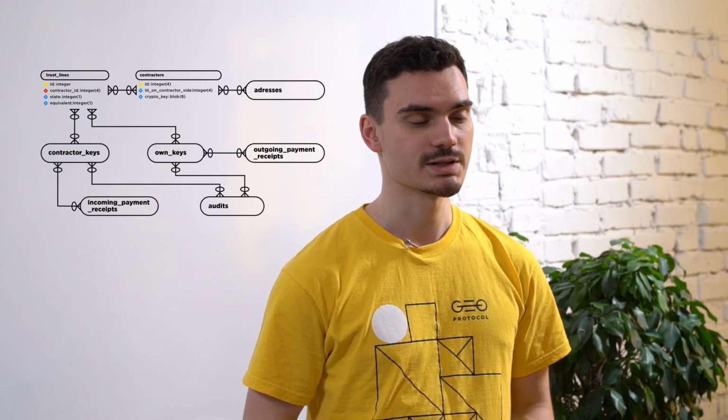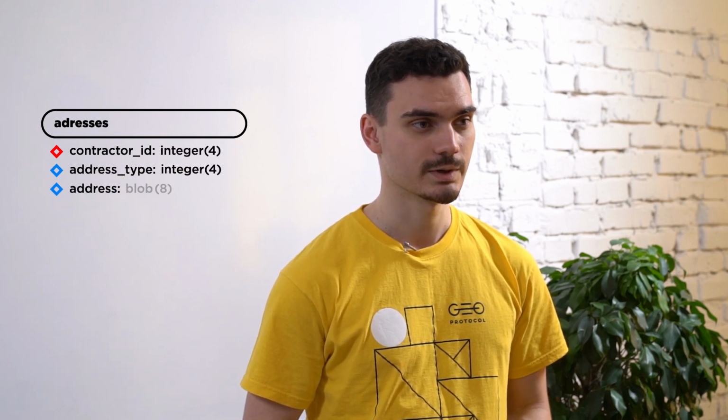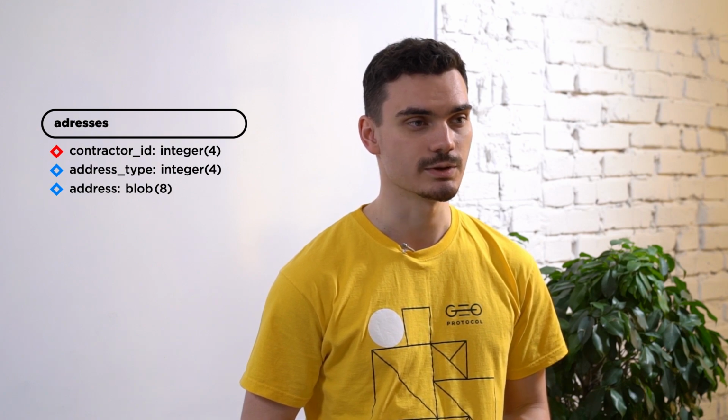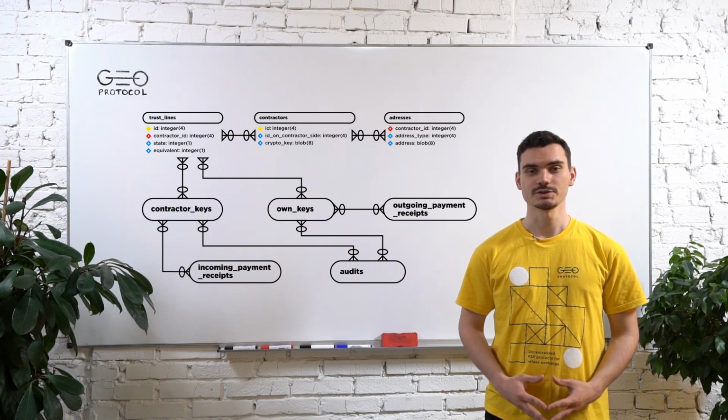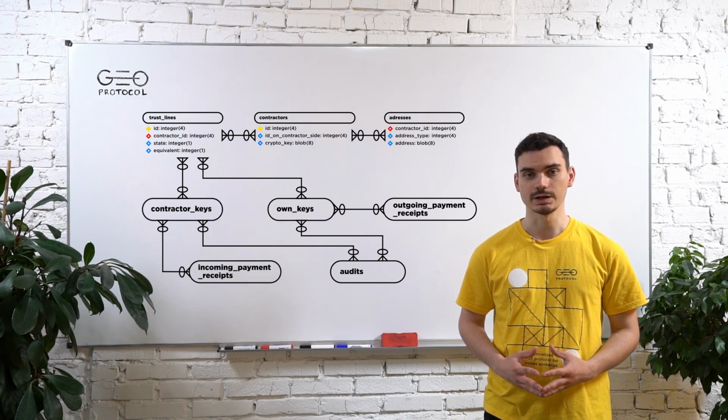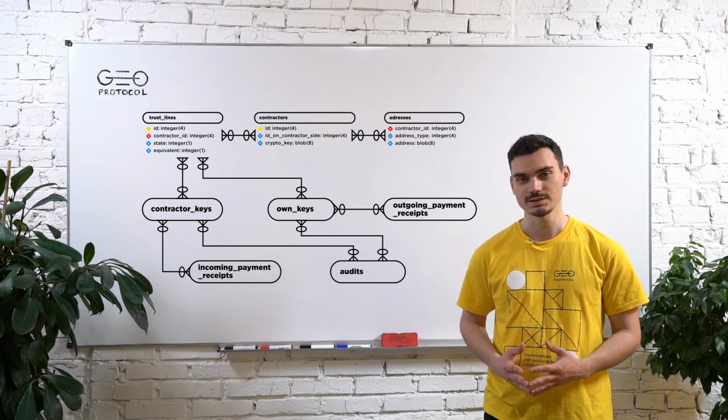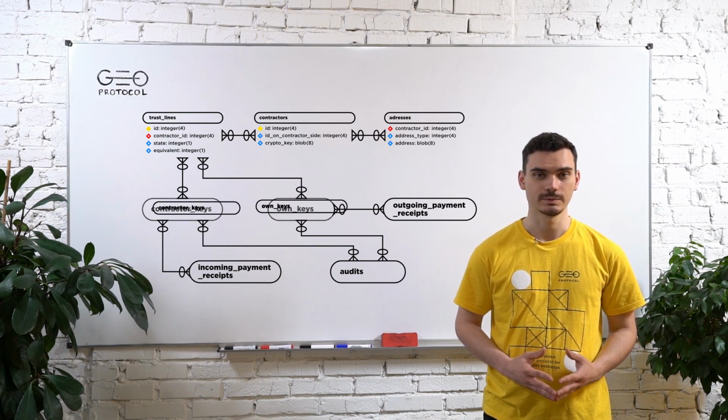Next, we come to the addresses table, consisting of the following fields: contractor ID, address type, address. As a node can have several addresses of different types, all of that information is stored in this table and is linked to a particular node by its contractor ID. Key tables. Every Trustline operation requires that both participants agree on it. This agreement is reached by signing with Lamport signatures of both sides, so there are 2 tables for storing them: own keys and contractor keys. These tables have similar field structures, but the own keys table has one additional field: private key.